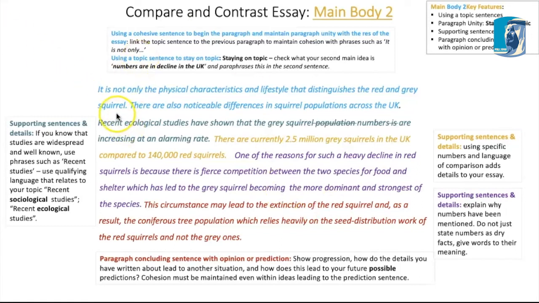So you can see how the main image of this paragraph is compare and contrast. But there is no reason why you cannot, within a compare and contrast, give reasons to support your answers, talk about disadvantages, show how there is some type of cause and effect. So when the numbers of the squirrels go down, the tree population will go down because it needs the red squirrel to collect the seeds and distribute them. This is the work of the red squirrel, and we compare it. It's not work that grey squirrels do. So we are still comparing, even though we're in the idea that we're explaining a cause and effect situation.